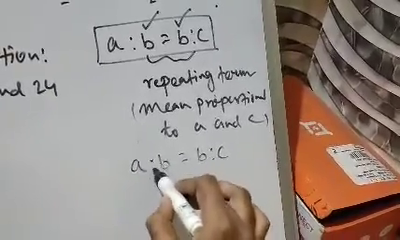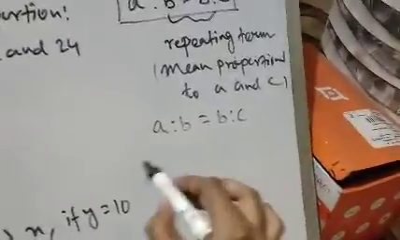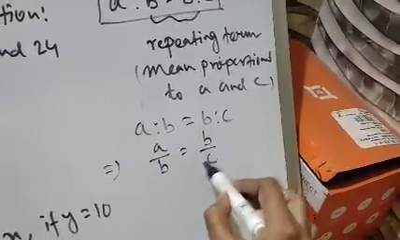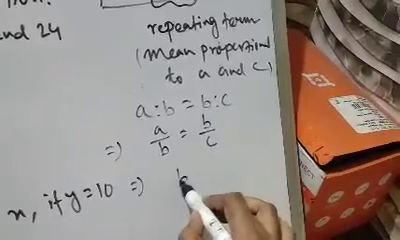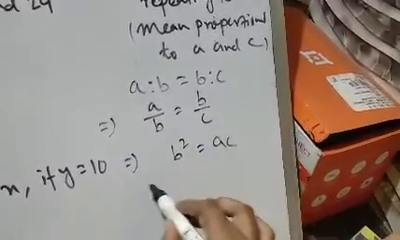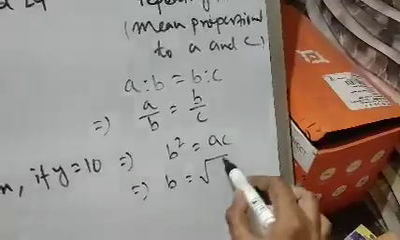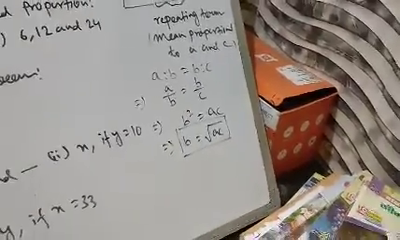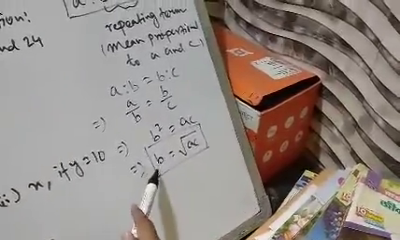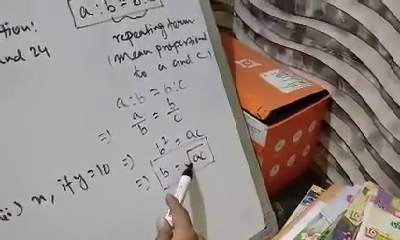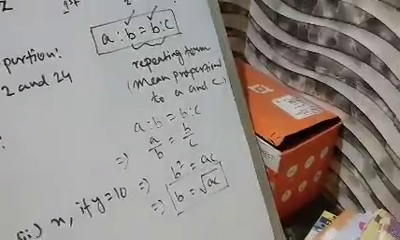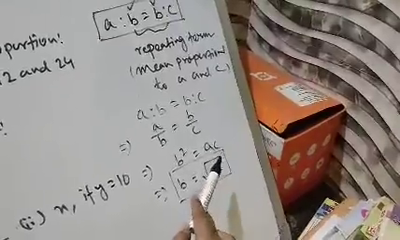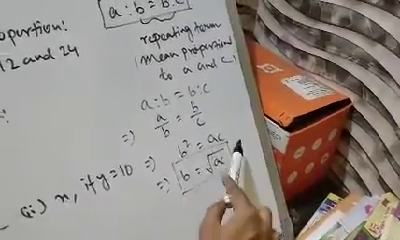From here we can simplify this. A is to B means A by B, and B is to C means B by C. Now cross multiply. So B into B, that is B square, equals A into C, that is AC. Therefore B will be root AC. So the value of B will be root over AC. That means the second term will be equal to the root of the product of the first term and the third term, because A is the first term and C is the third term.